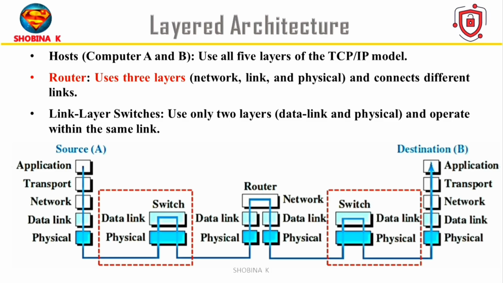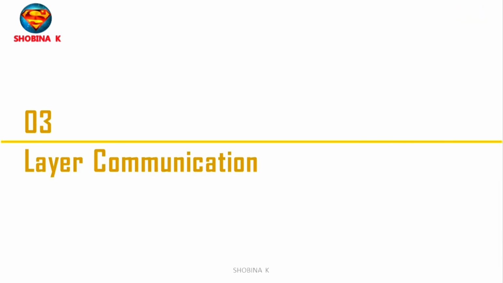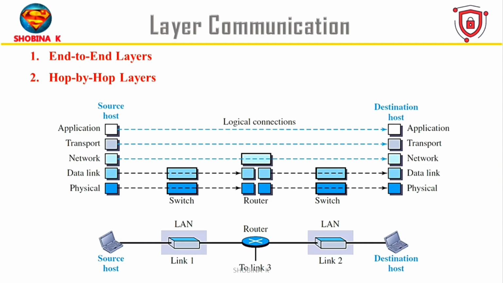Even though each switch has two connections, they are within the same link and use the same set of protocols. Therefore, in contrast to a router, a link layer switch operates only at one data link layer and one physical layer. But now let's try to understand how different layers communicate during this journey.